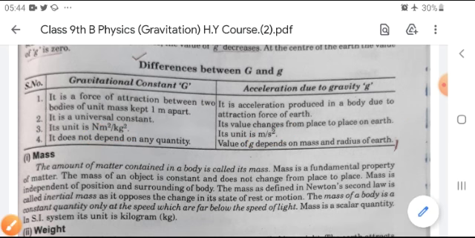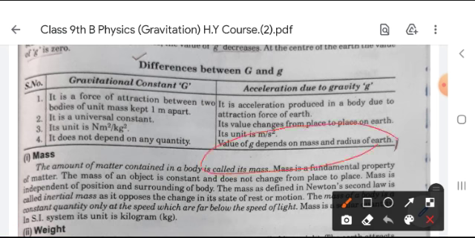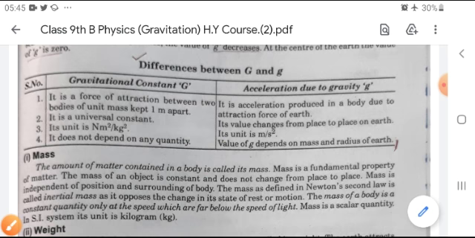Fourth point, capital G does not depend on the mass and radius of the earth, whereas small g depends on the mass and radius of the earth. That is, as per the earlier formula, g = GM/r².